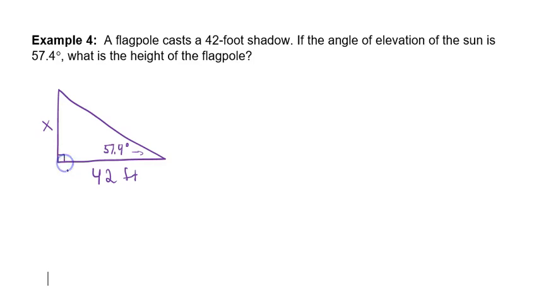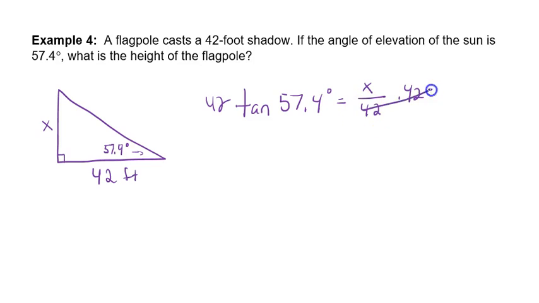And again, my x is here. So it's a really similar picture to the last one. I have the opposite side and the adjacent side identified again, so that would go with tangent. So tangent of 57.4 would be x over 42. Again, I'm going to multiply by the denominator, and just type 42 tangent 57.4 into my calculator and get 65.7 feet.